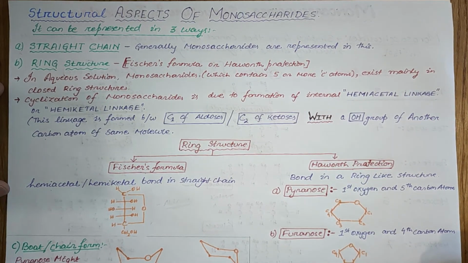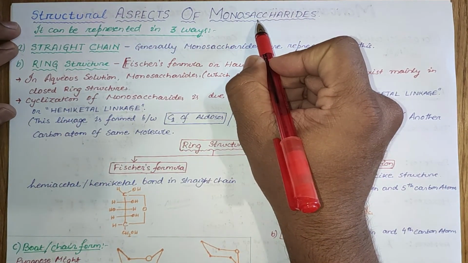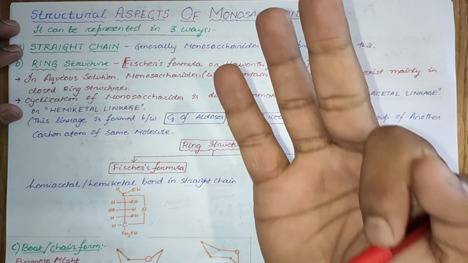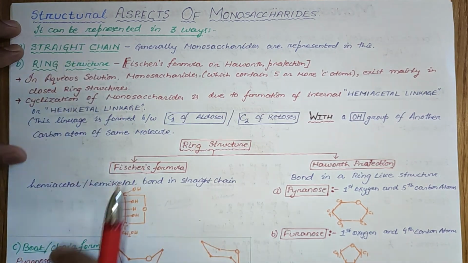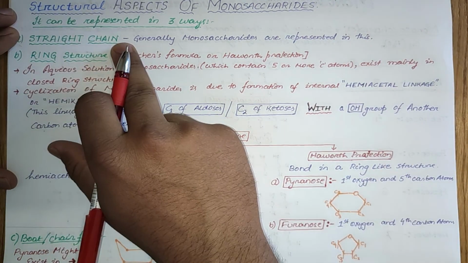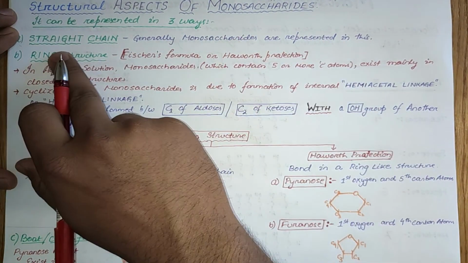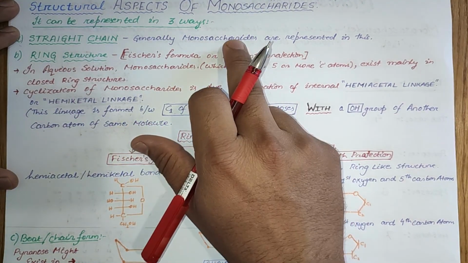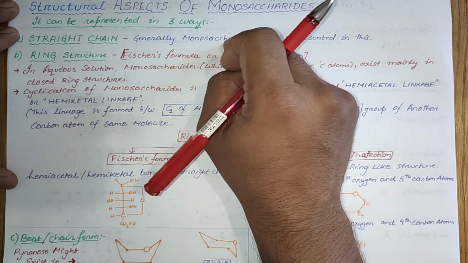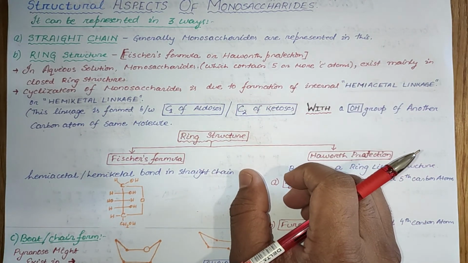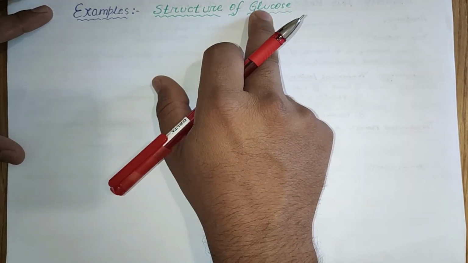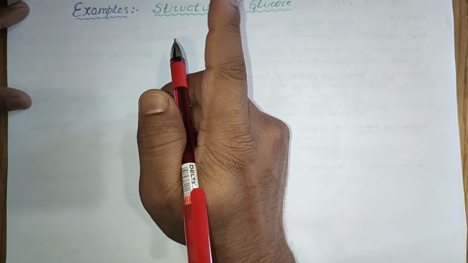So now let's read about the structural aspects of monosaccharides, meaning how the structure of monosaccharides can be represented. It can be represented in 3 ways: straight chain, ring structure, and boat or chair form structure. Straight chain means the monosaccharides are represented in this manner, in which the carbon atoms, the hydroxy groups as well as the functional group are present in a straight chain. As an example, glucose is an aldohexose containing 6 carbon atoms.